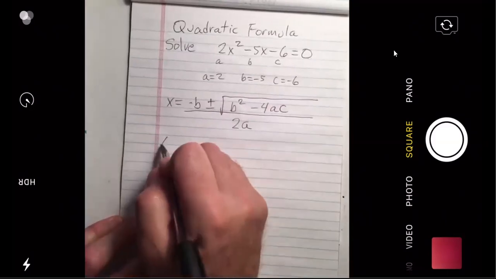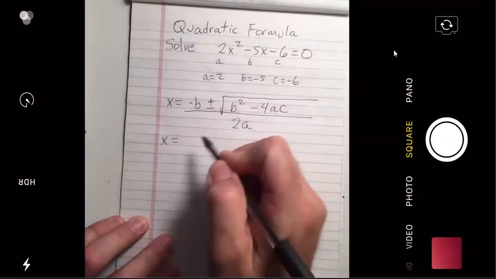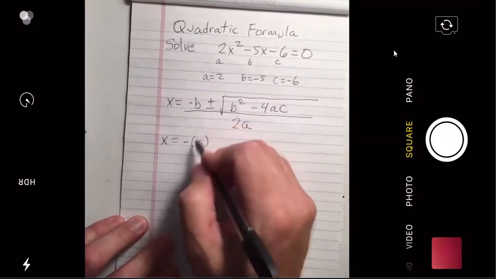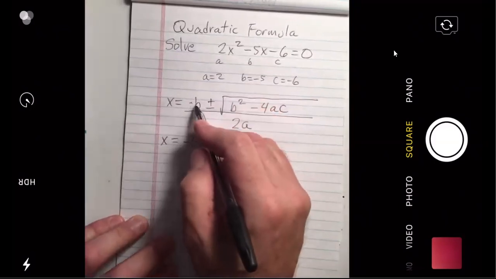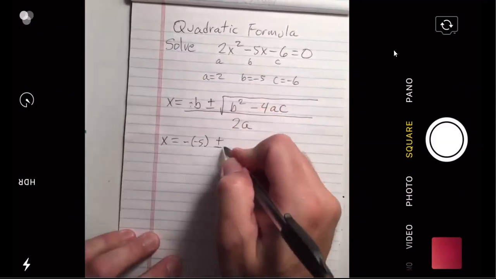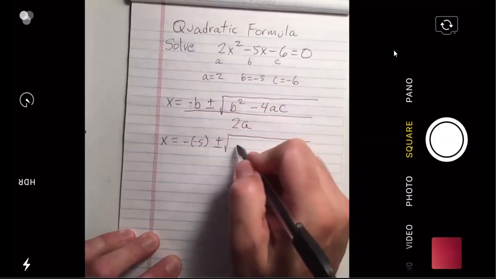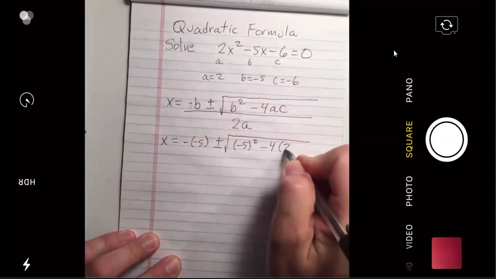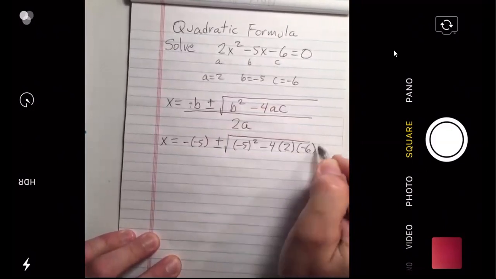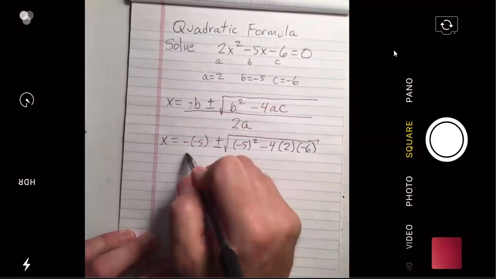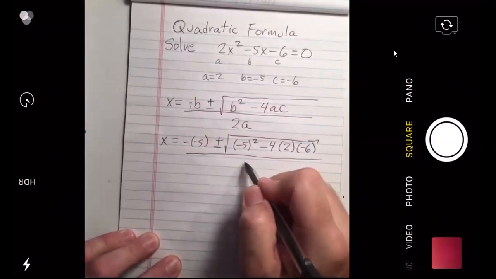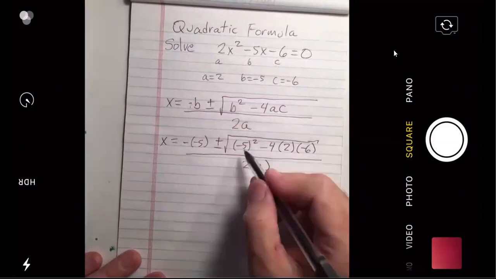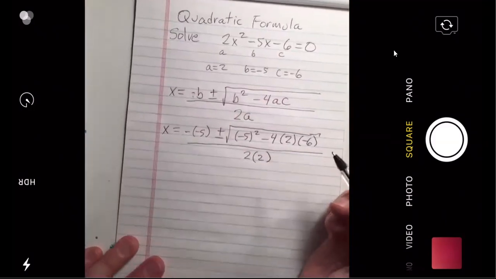Plug and chug. So you wind up with negative a -5. In other words, your B switches sign. Whatever the B is, the negative B says switch the sign. Big square root, -5 squared, subtract 4 times your A is 2, -6. You gotta really watch your signs through this. You divide by twice the A, which is 2 times 2. I usually do some of this in my head, but I'm trying to be really slow with this.